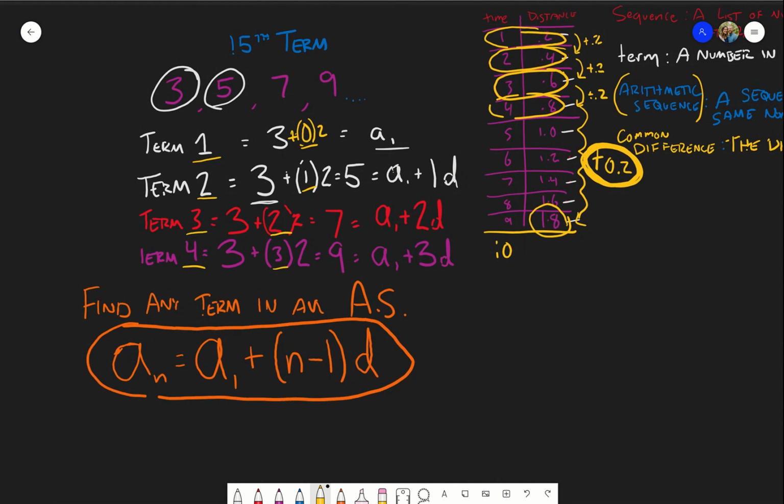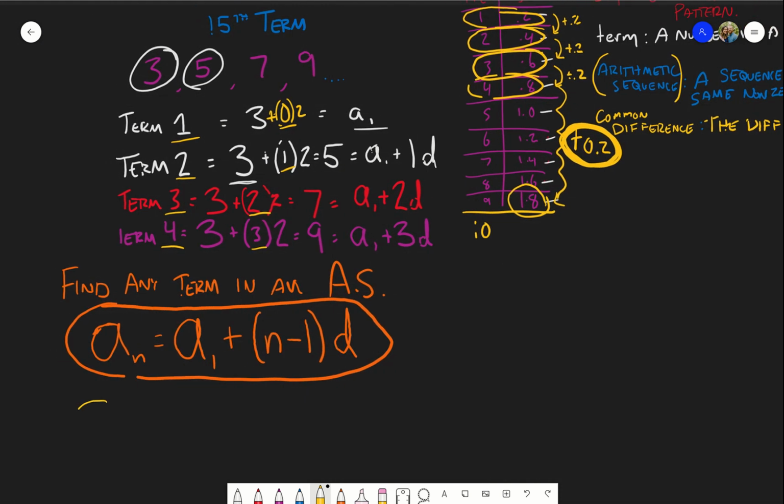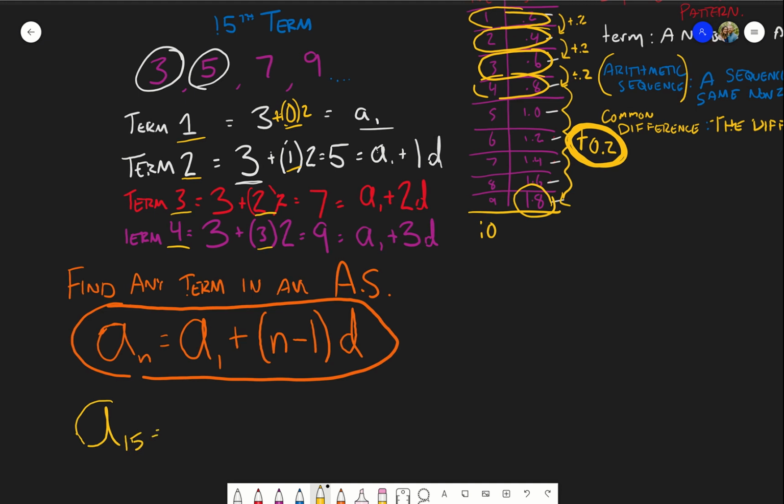So if we have the 15th term here, A15, this is A1, we know is our first term. Our first term is 3, plus n, which is 15, minus 1 times 2. 15 minus 1 is 14. 14 times 2 is 28, and 3 plus 28 is 31. Our 15th term would be 31.